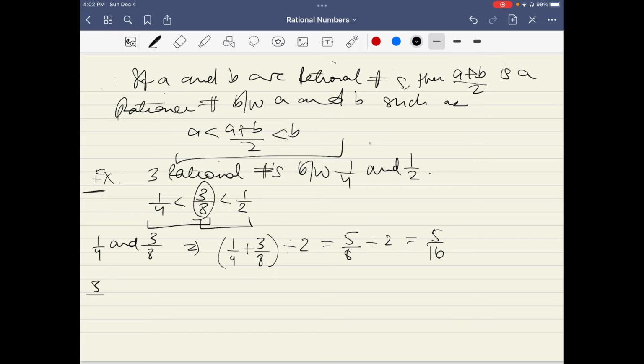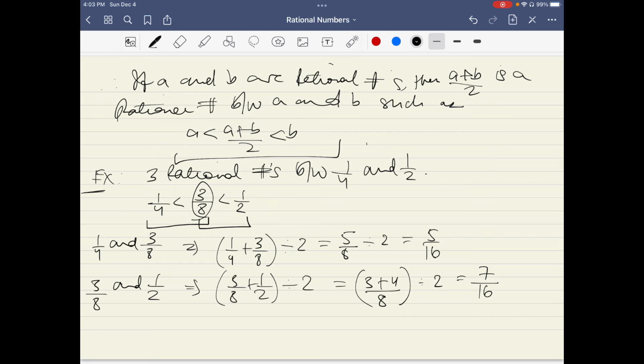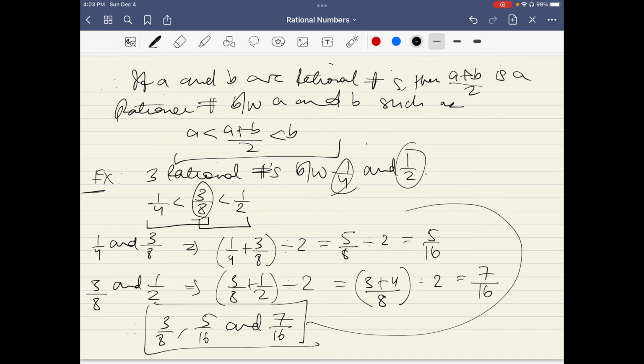And between 3 over 8 and 1 over 2, we have 3 over 8 plus 1 over 2 divided by 2, which is 3 plus 4 over 8 divided by 2 equals 7 over 16. Therefore, we have now found 3 rational numbers between 1 over 4 and 1 over 2, which can be listed as 3 over 8, 5 over 16, and 7 over 16. These 3 rational numbers fall between 1 over 4 and 1 over 2.